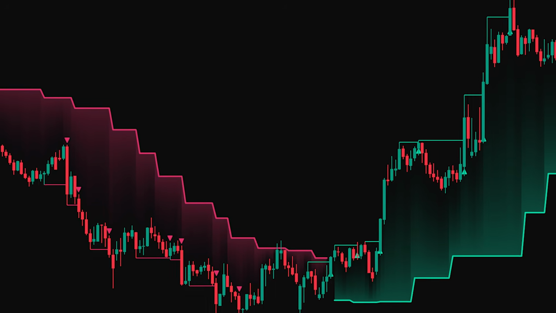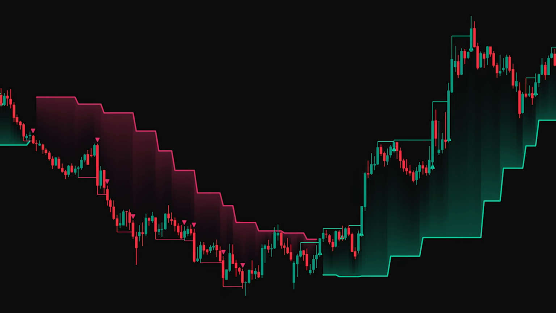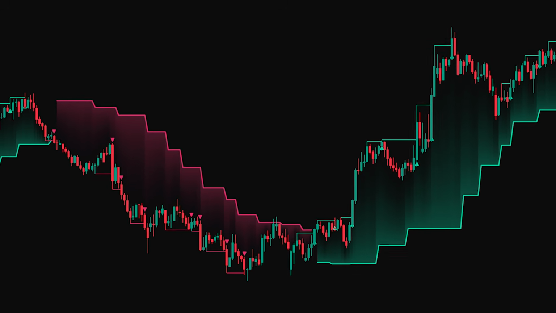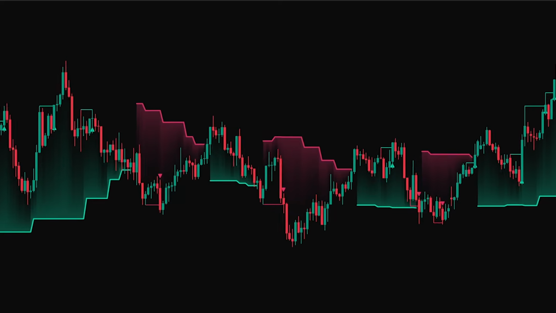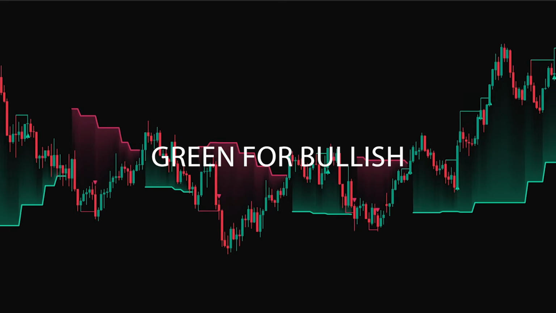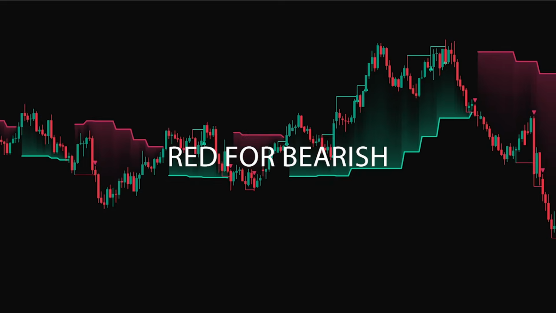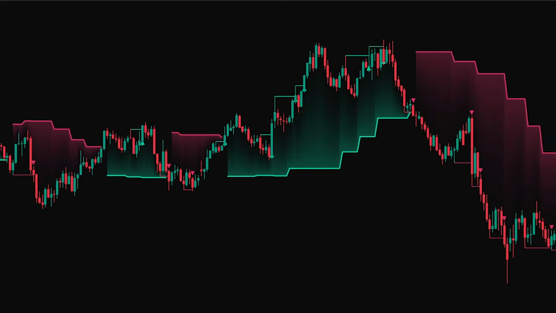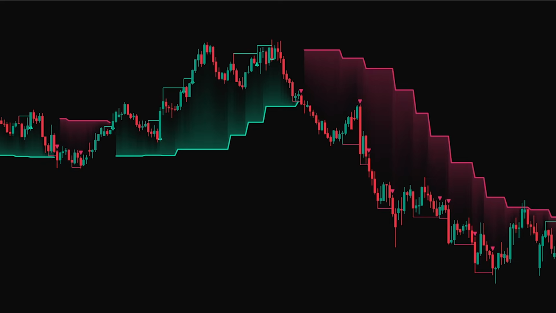This tool takes those raw swing points, the highs and lows where price pivots, and turns them into a smooth, adaptive trend band. Traders love it because it gives you a clear visual bias: green for bullish, buy opportunities; red for bearish, sell opportunities. No more guessing. It helps you stay on the right side of the trend and avoid trading against the flow.